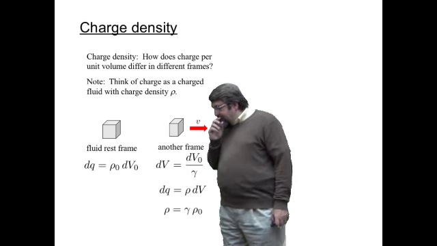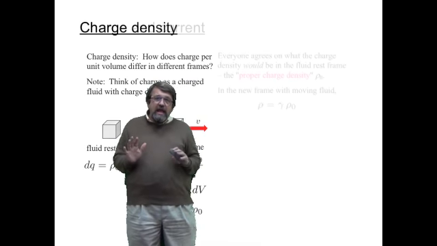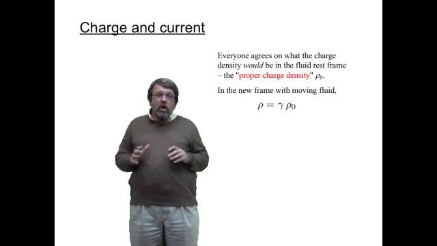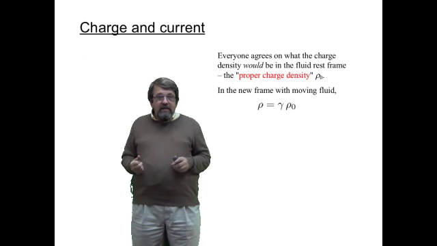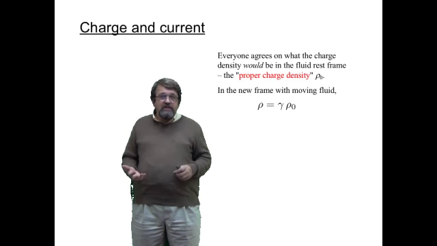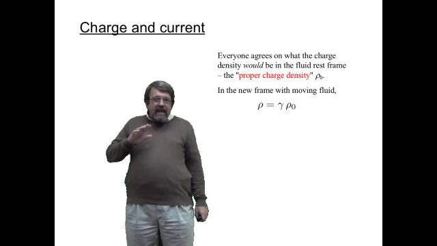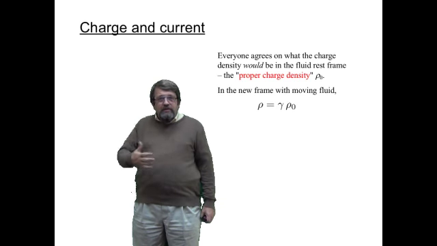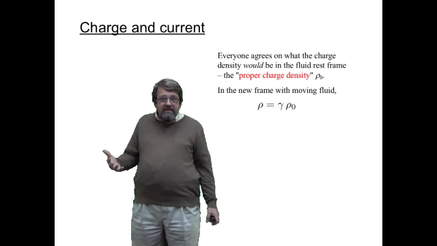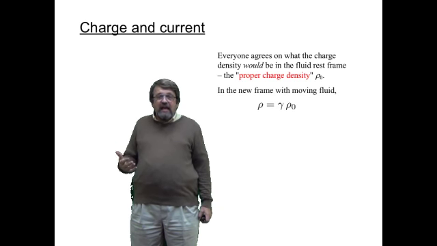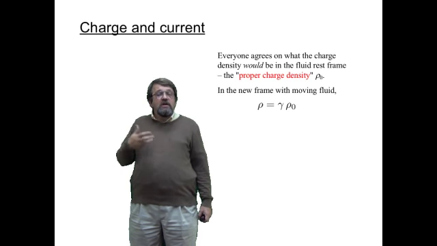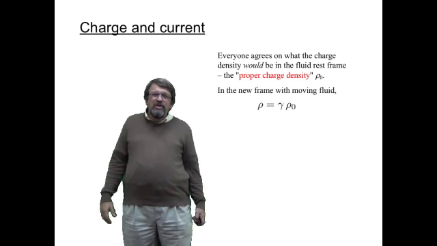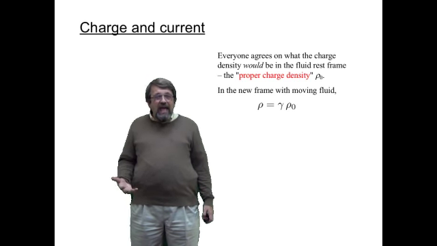So this is really interesting. Everybody will agree on what the charge density of the fluid would be in its reference frame. Everybody agrees on the proper charge density, rho naught, of the fluid. But in the frame of reference in which the fluid is moving at a speed v, the charge density is rho equal to gamma rho naught, gamma times the proper charge density. So the question is, where the heck does that gamma come from?